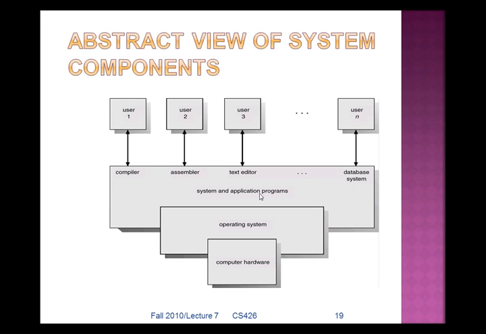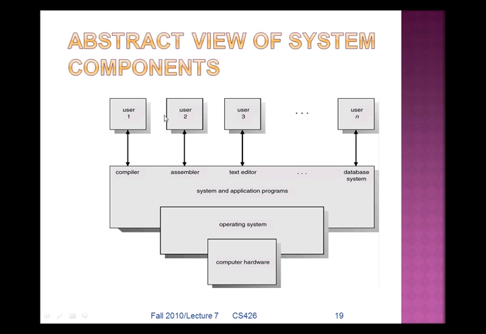Then the next part is your operating system. That is intermediate between user and the hardware. Then computer hardware, with which we can execute the program, that is tangible in nature. That is computer hardware. So the operating system provides the interface between the user and the hardware.